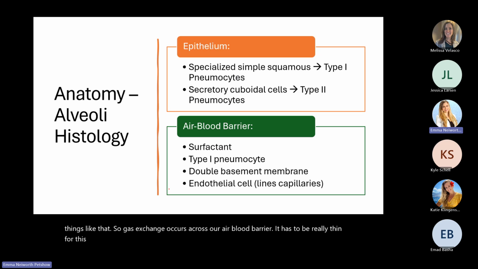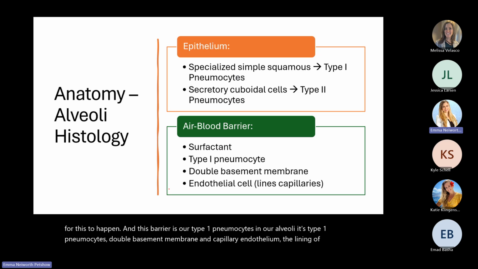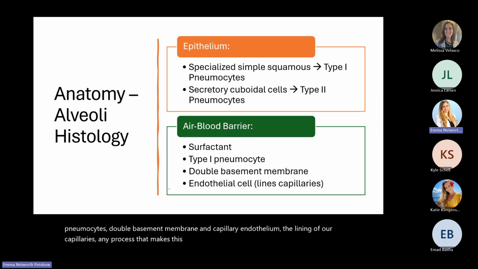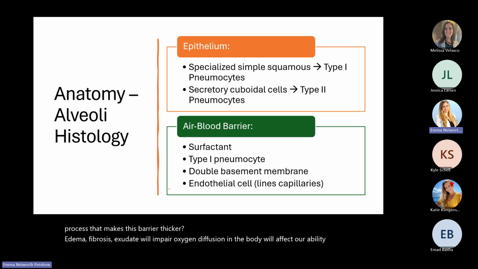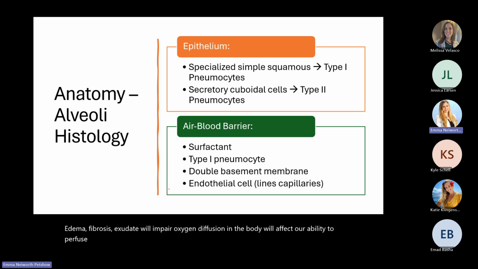And this barrier is our type 1 pneumocytes in our alveoli. It's type 1 pneumocytes, double basement membrane, and capillary endothelium, the lining of our capillaries. Any process that makes this barrier thicker, edema, fibrosis, exudate, will impair oxygen diffusion in the body and affect our ability to perfuse. Pneumonia disrupts the structure acutely by filling our alveoli with inflammatory gunk. This can cause hypoxia, this can cause dyspnea. So that's our connection here.